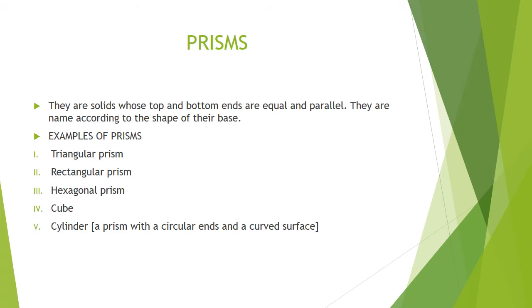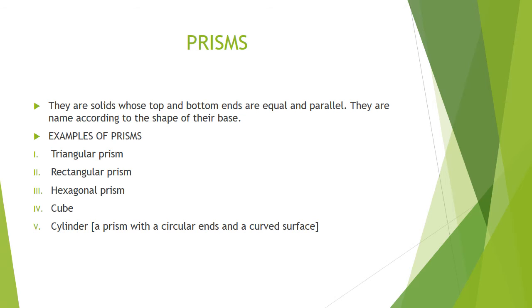Then we have cylinder. One may wonder why cylinder is a prism. Cylinder is a prism because it has circular ends and a curved surface. You know the other side, the two sides, they run parallel to the circular base, both top and down. That is why it has been considered as a prism. So we now know the examples of prisms.